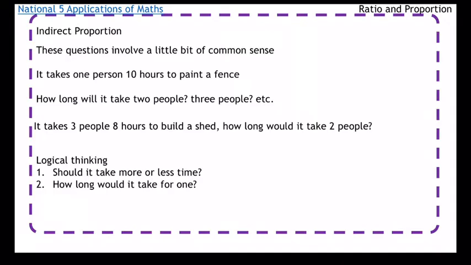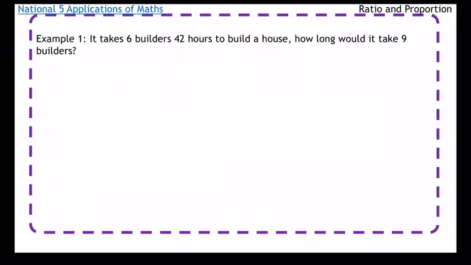Okay, so let's look at an example of a question. It takes 6 builders 42 hours to build a house. How long would it take 9 builders? Okay, so what we need to make sure is that it's going to take less time, because we're adding builders. So our answer has to be less than 42. If we've got an answer that's greater than 42, it means we've done something wrong because we're adding more builders.